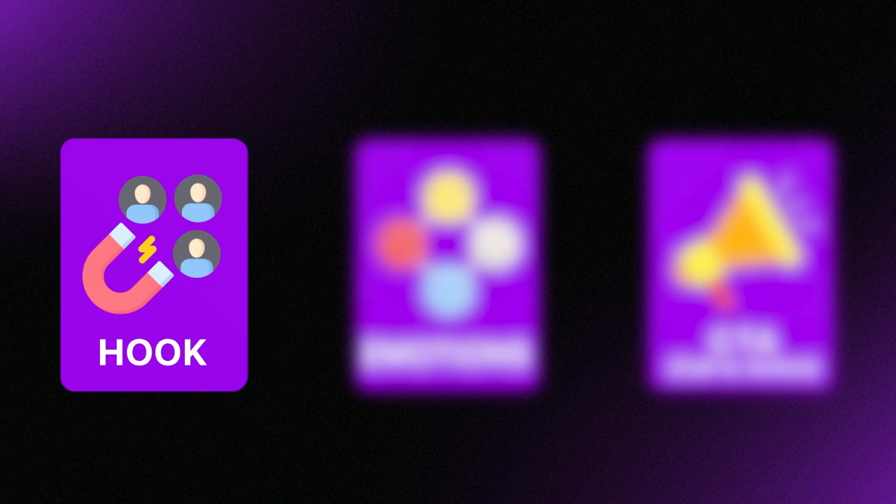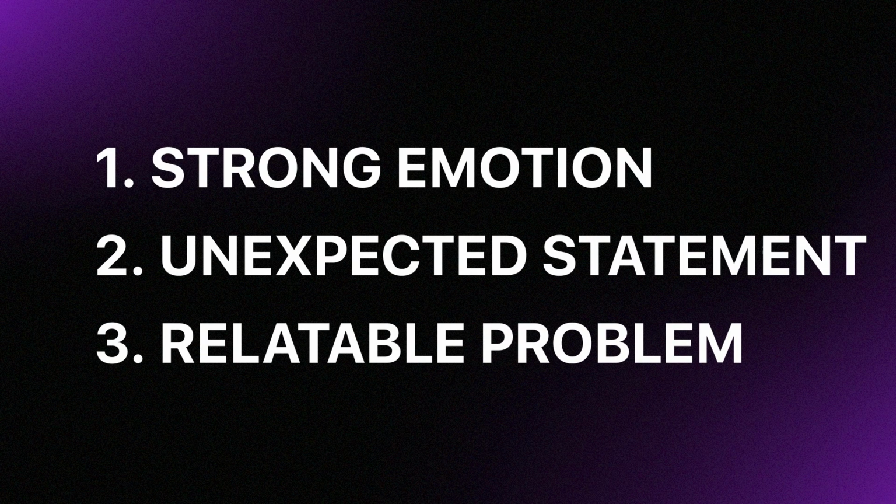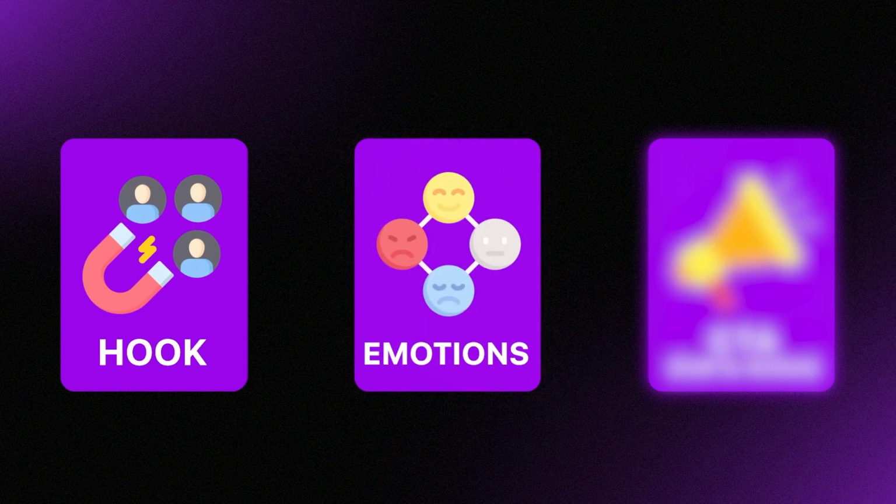But even with that, you still can't make a winning ad, because you don't actually know how UGC ads are structured. To make a winning UGC ad, you only need to focus on 3 elements. First one is the hook, the first 3 seconds of the video. The hook is basically you saying or doing something that makes the viewer stop scrolling. It can be a strong emotion, an unexpected statement, or a relatable problem. Anything that snaps attention.